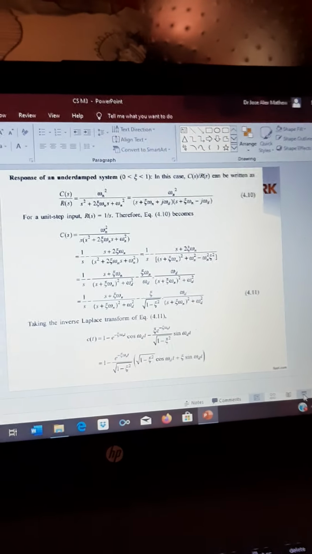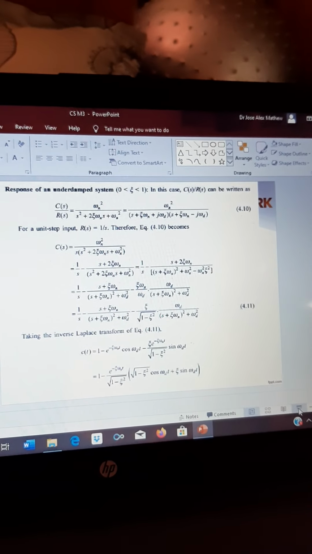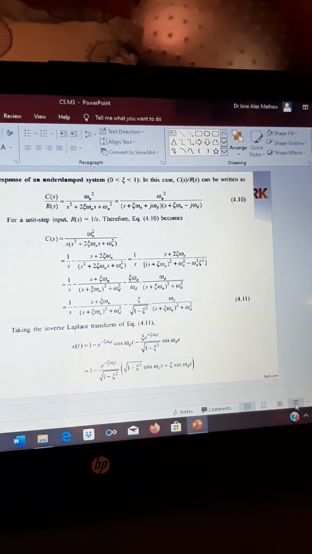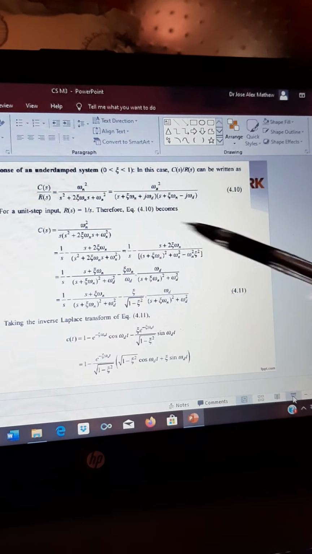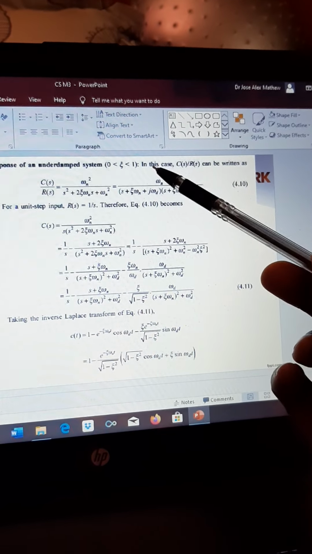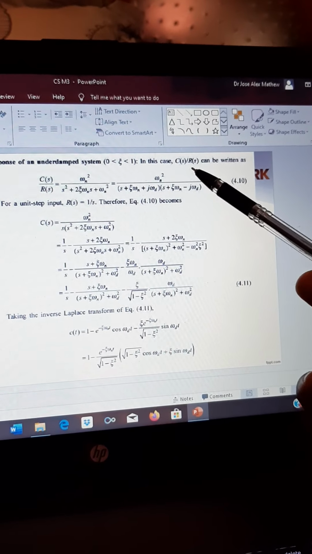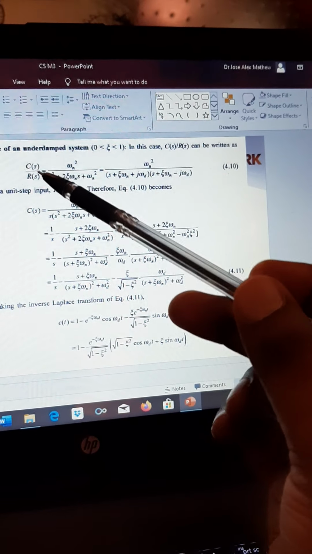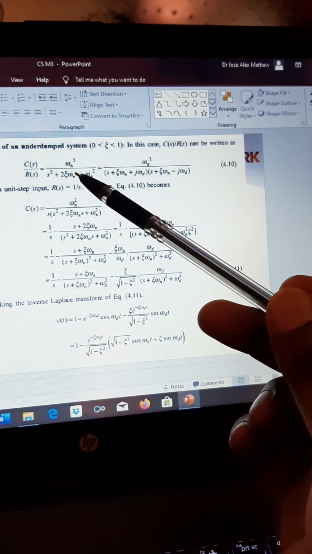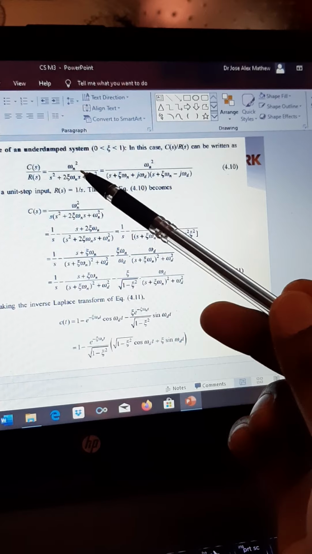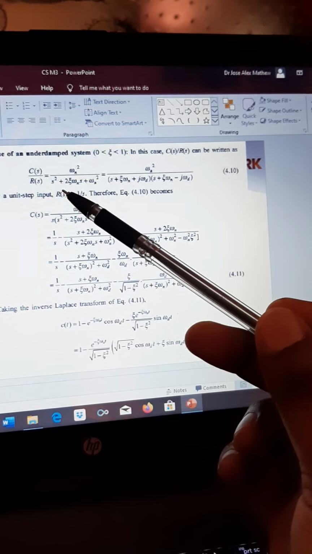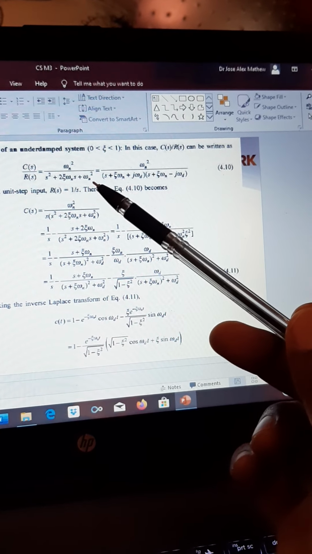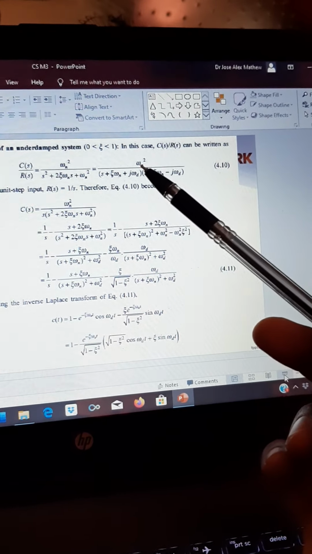Response of an underdamped system where psi is between 0 and 1. In this case, C of S by R of S can be written as omega n square divided by S square plus 2 psi omega n S plus omega n square.